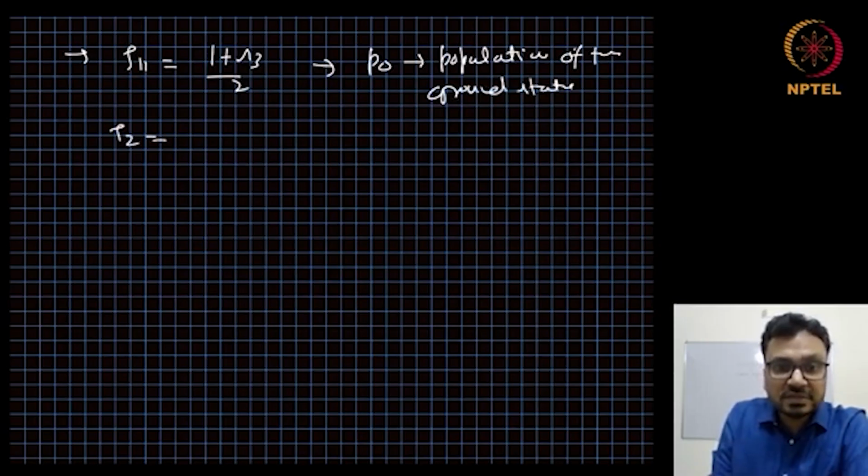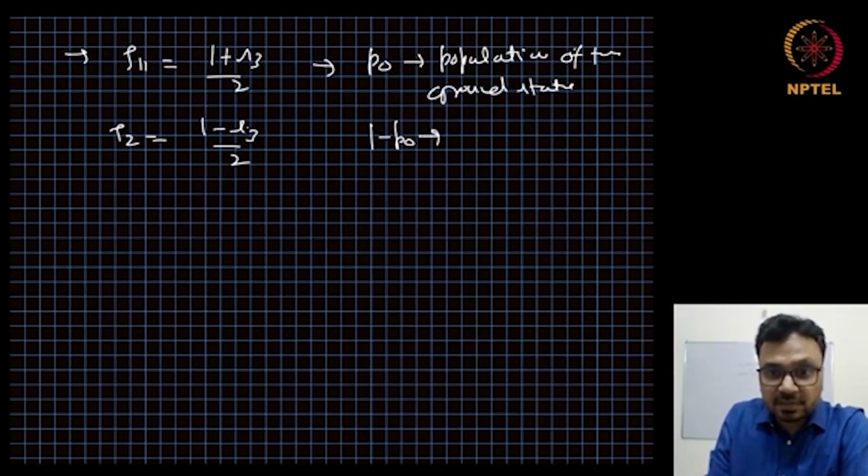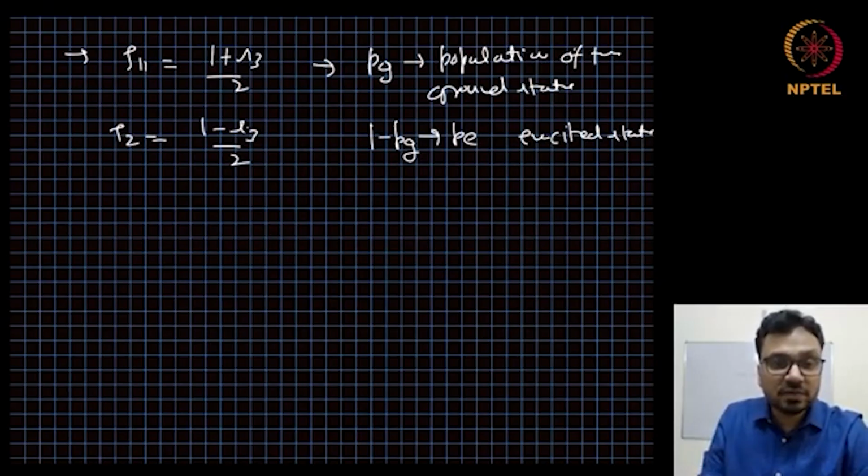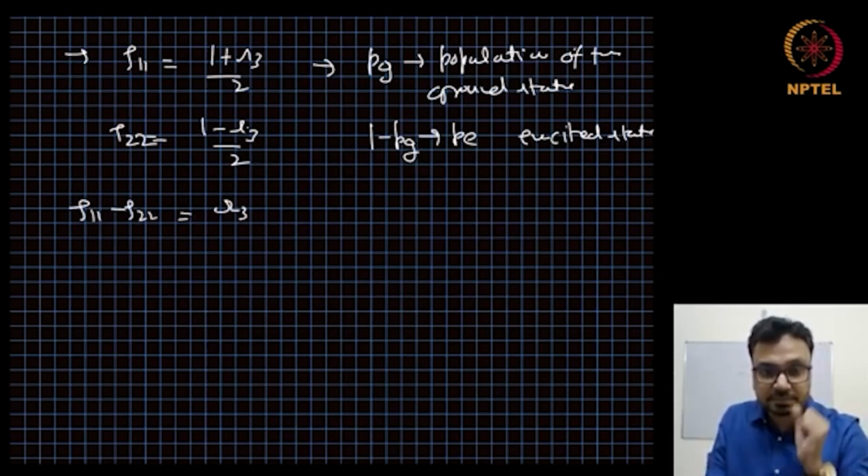And rho 2 2, which is 1 minus R3 over 2, that is 1 minus P0, is the population of the excited state. Should put G here, the ground state population. So these are the populations of the ground and excited state, and from here we can see rho 1 1 minus rho 2 2 will give us R3.